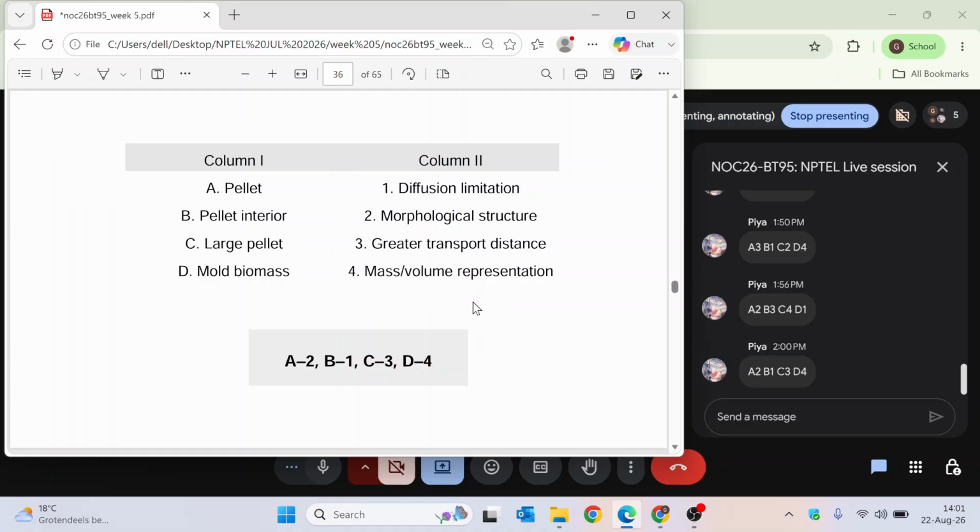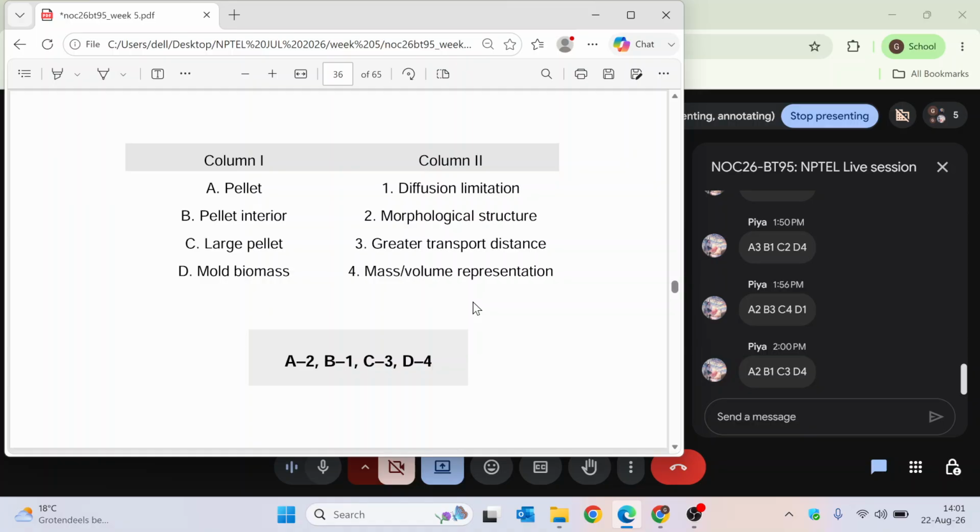So for a substrate, for a nutrient or oxygen to reach the pellet interior, there is going to be high diffusional limitation. And when we talk about larger pellet, the distance of travel into the interior is going to be even higher, which is the greater transport distance, because the diameter of the pellet is going to be higher.